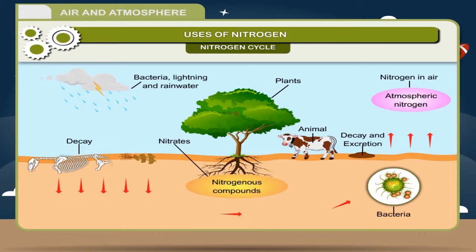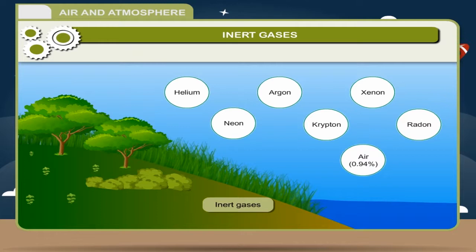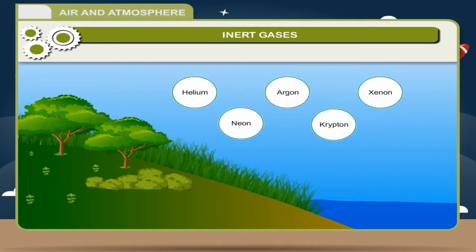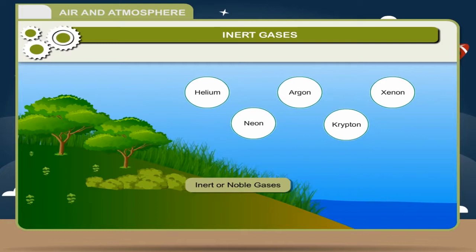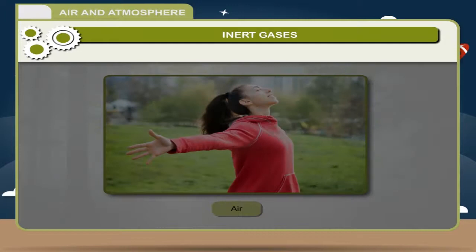Inert gases. A group of gases called inert gases are also present in air, 0.94%. These gases are six in number, namely helium, neon, argon, krypton, xenon, radon. Although radon is not present in air as it is radioactive. Since these gases are almost unreactive, they are called inert or noble gases. Unlike other atmospheric gases, they do not have special use for animals and plants. Once they are isolated from air, they are put to various industrial uses.